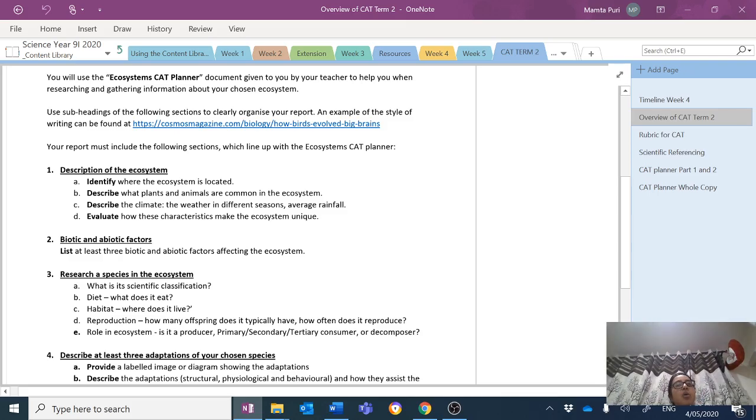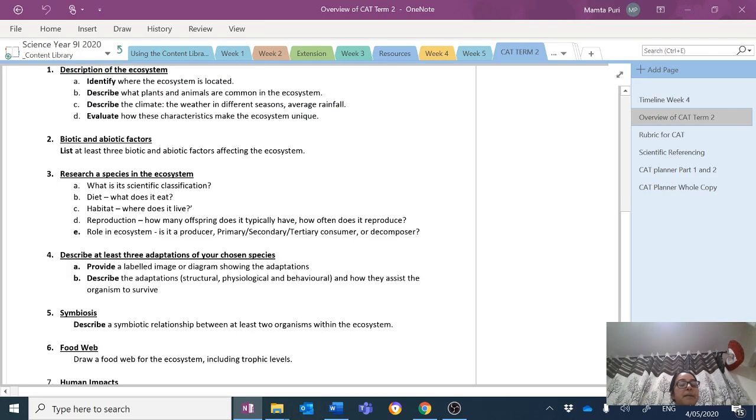I just need to think what factors make Antarctica unique. I can research on that. Different websites and YouTube can be reached. So many resources on the internet can be reached by you guys. So first one is you need to describe your ecosystem in detail under each of these subheadings.